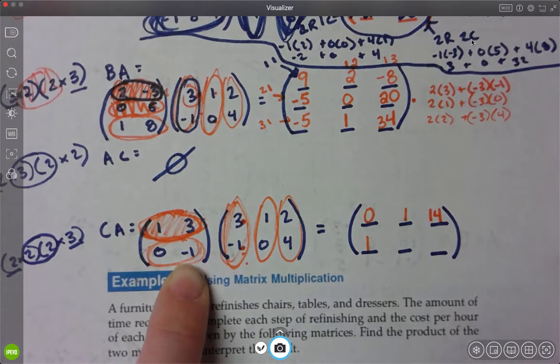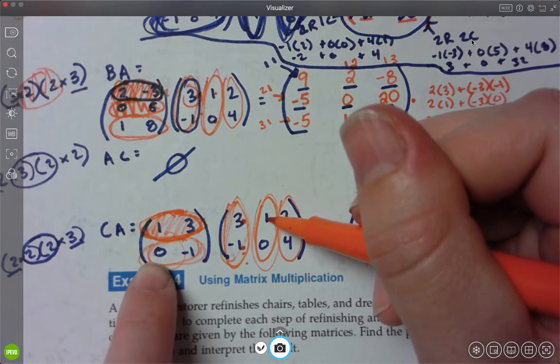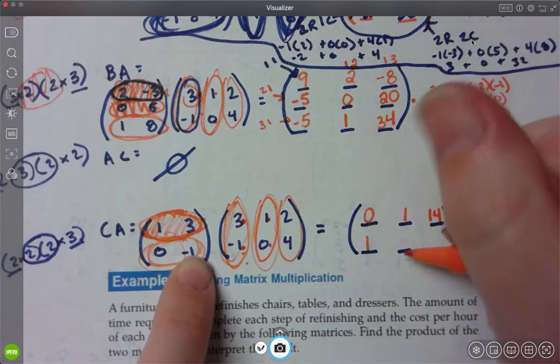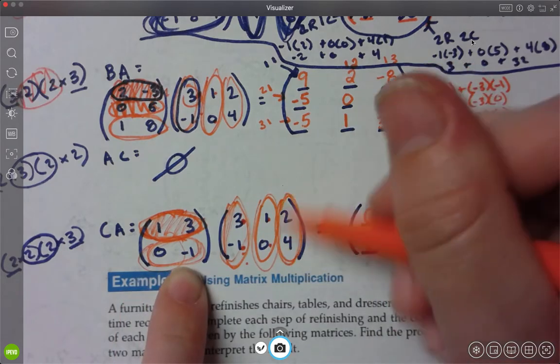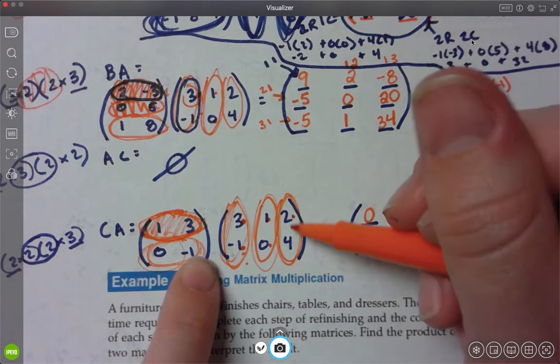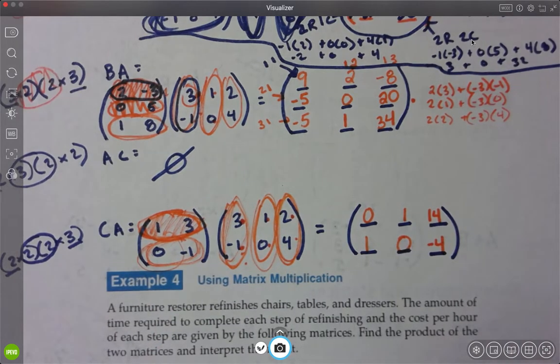Okay. Row 2, column 2. I have 0 times 1 is 0. -1 times 0 is 0. So this is going to be 0. Row 2, column 3. So 0 times 2 is 0. -1 times 4 is -4. So that's what my matrix will look like for CA. There he is. Okay. All right.